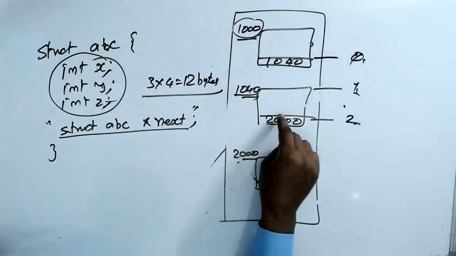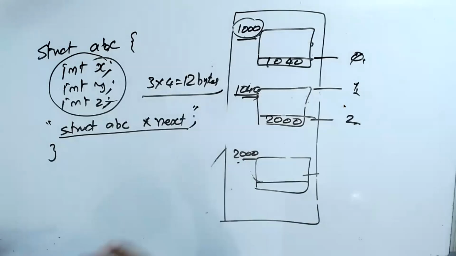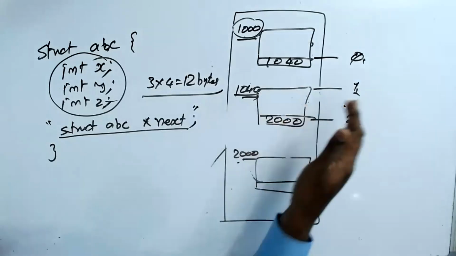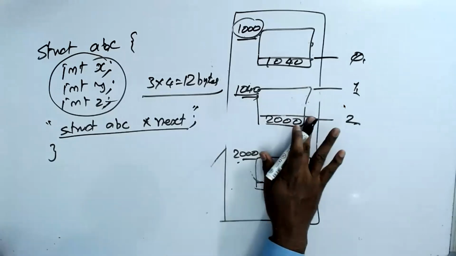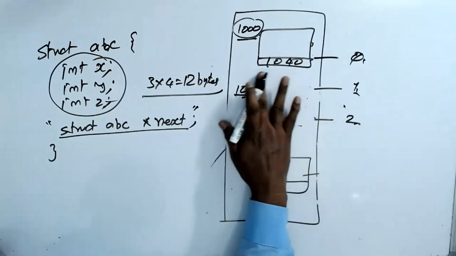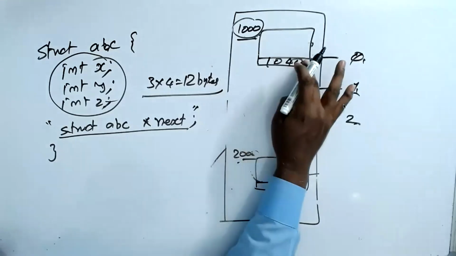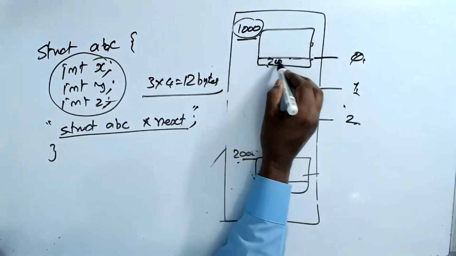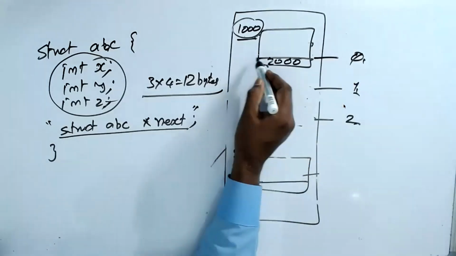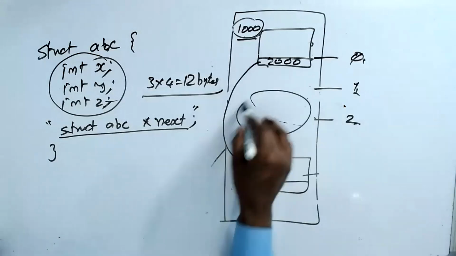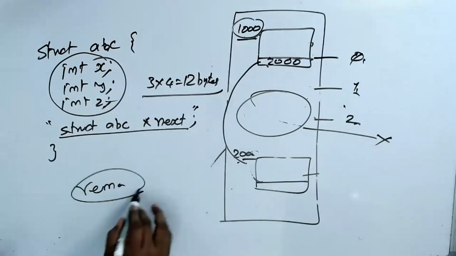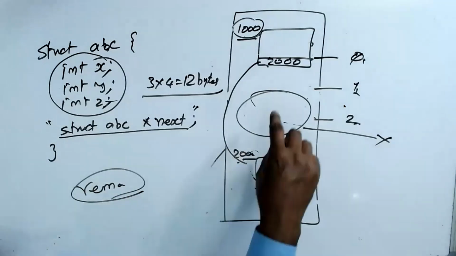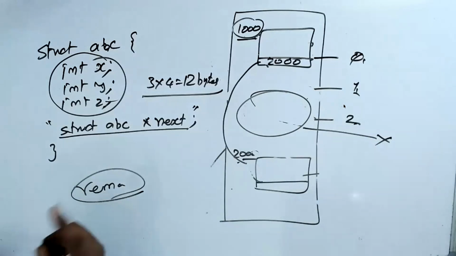Now, if I don't want this one, I want to remove it. What people do here is, I can remove this and put the 2000 here. See here, now this guy is linked here, and I remove this guy. This is called removing from the linked list. You remove an element from the linked list. In the same way you can add.